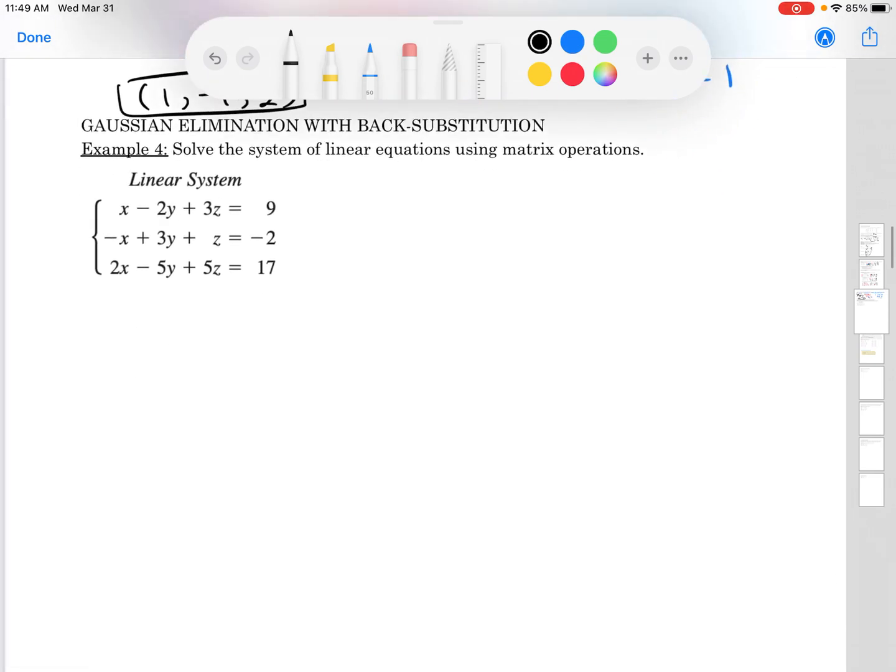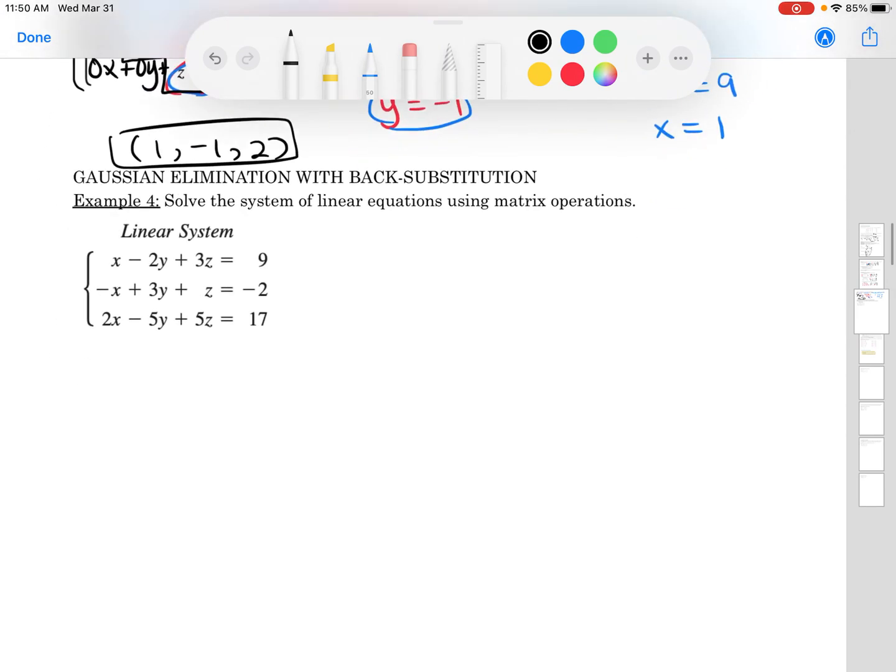All right, so what we can do is take this same system. Eventually, it brings us down to the same places up here. We're going to take this system and turn it into an augmented matrix to start. So again, any zeros we'd plug in, we've got 1, 1, 1 there. So 1, -2, 3, 9, -1, 3, 1, -2, 2, -5, 5, 17.